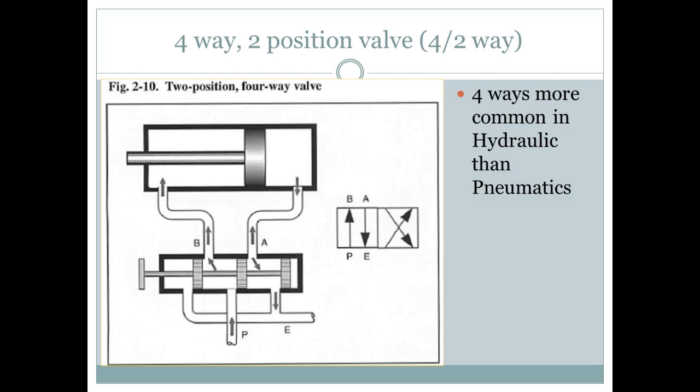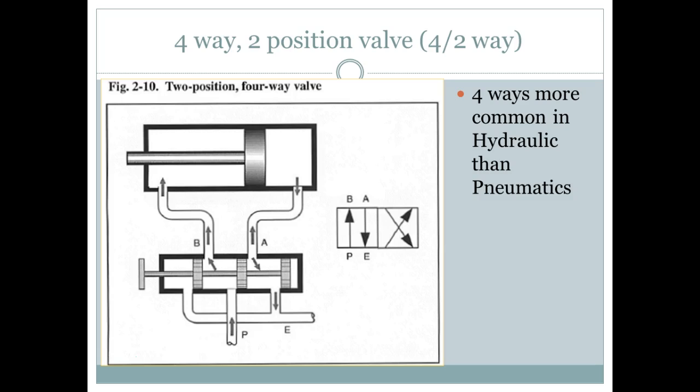So we have the power source side, and on the power source side we have 2 things: the pressure port, and then either the exhaust or the tank port. If it's liquid, we're going to use a return to tank port. If it's pneumatics and we're using air, we're just going to vent it outside, so we have what we call an exhaust port. Those are the only 2 ports on the power source side: pressure port and exhaust port.